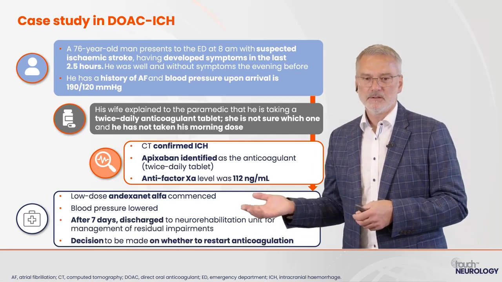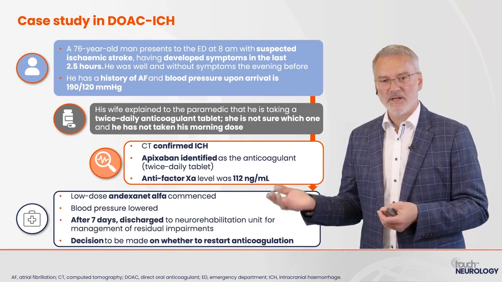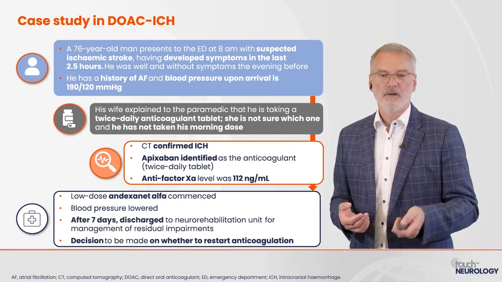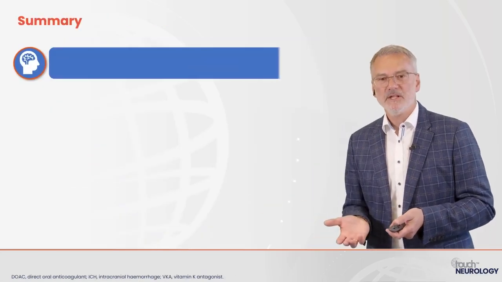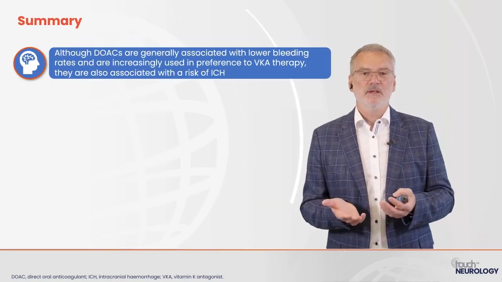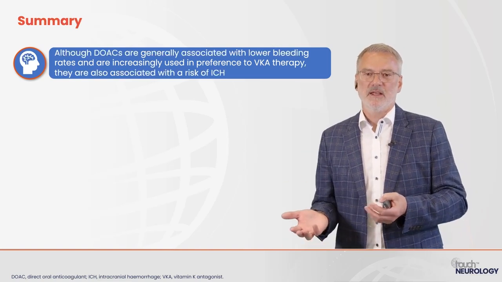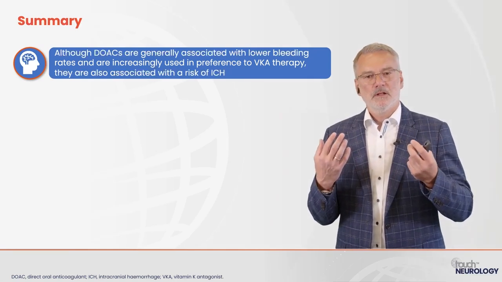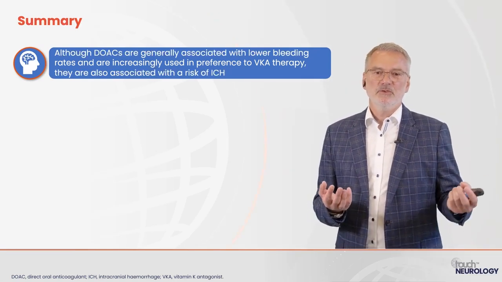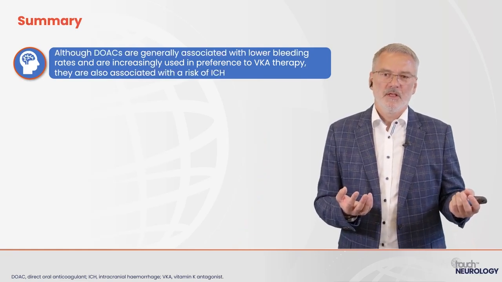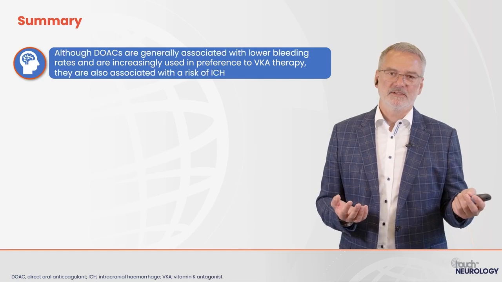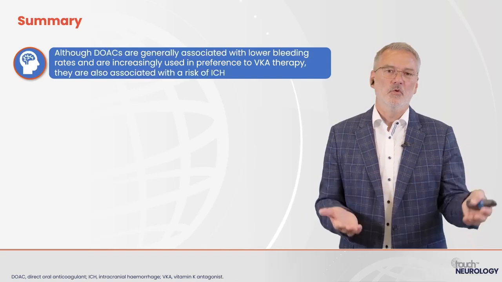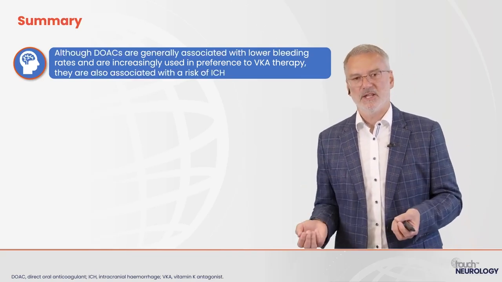The decision whether to restart anticoagulation and when to do that, obviously, then needs to be made in the neuro rehab setting or thereafter. My summary is, although DOACs are generally associated with a low risk of bleeding rates and, in the context of bleeding, with a better outcome compared to warfarin bleeding, and this is the reason why DOACs are increasingly used in preference to warfarin treatment, DOACs are also associated with a risk of ICH and other major bleedings. This is because the patient is old, fragile, comorbid. Some patients will bleed also in the era of DOAC.